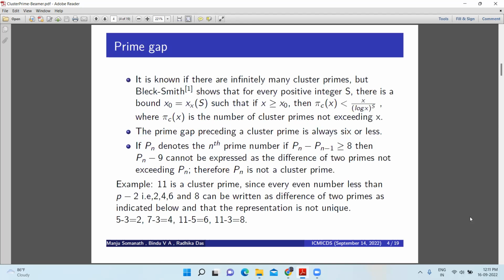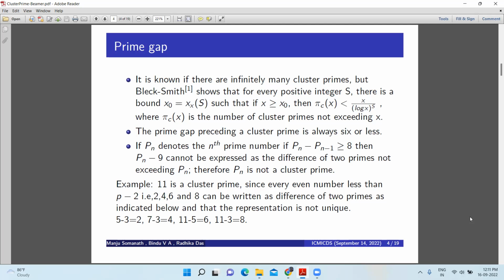Now, the definition of prime gap. It is not known if there are infinitely many cluster primes, but Blecksmith shows that for every positive integer s, there is a bound x naught such that if x is greater than or equal to x naught, pi_c of x is less than x by (log x) raised to s, where pi_c of x is the number of cluster primes not exceeding x. The prime gap preceding a cluster prime is always 6 or less.